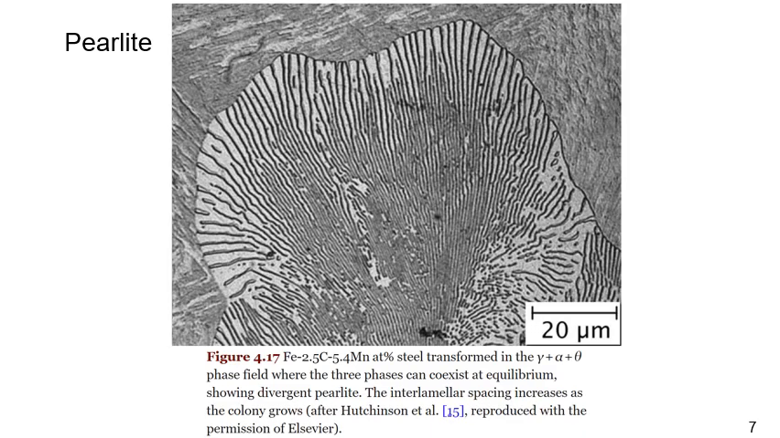So here's a really pretty image of a pearlite colony where you can see where the pearlite started to grow, right in about this region, and then grew outward. And as it grew, the spacing between the lamella of ferrite and cementite continued to expand.